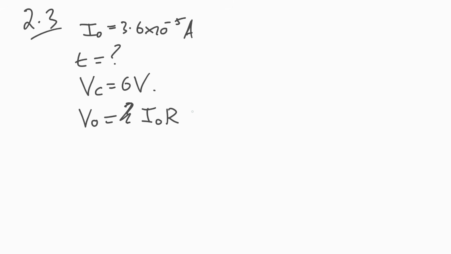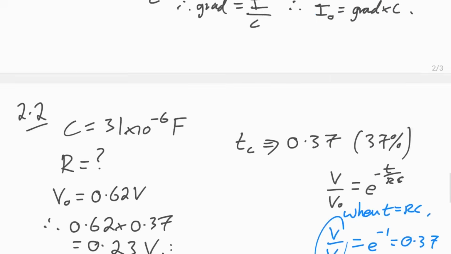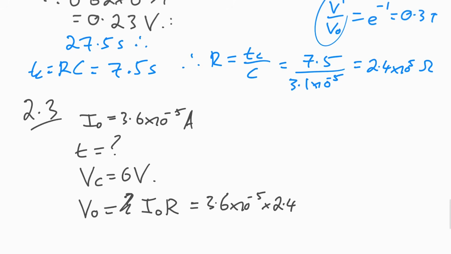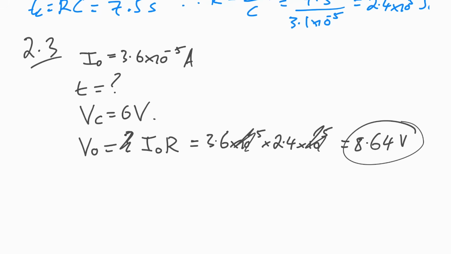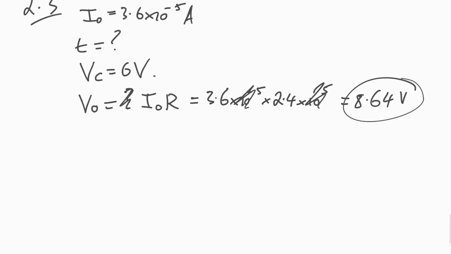So we found the resistance earlier. And so that's 3.6 times 10 to the minus 5 times, what was it? It's right there. 2.4 times 10 to the 5. That's nice. They cancel each other out. So that is 8.64 volts. So that's our initial PD. Marvelous. We're looking for the time when VC is 6 volts.